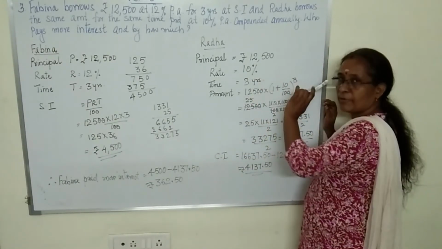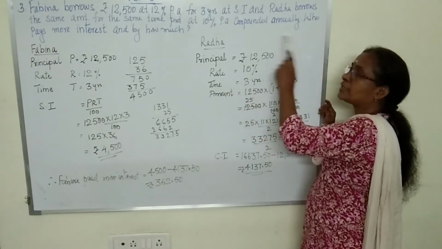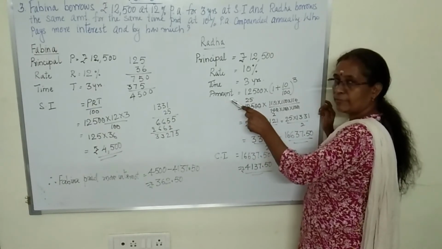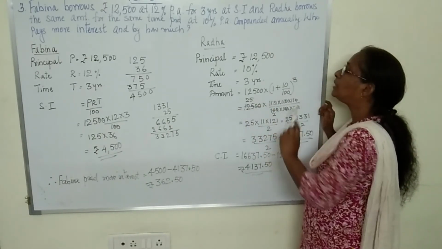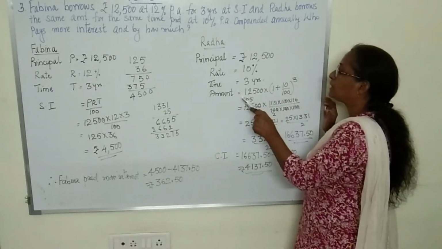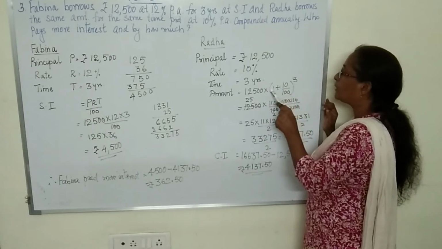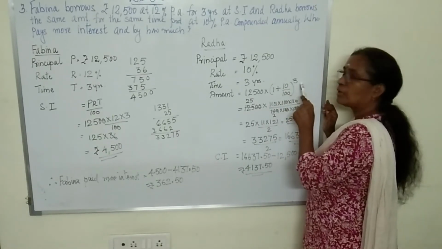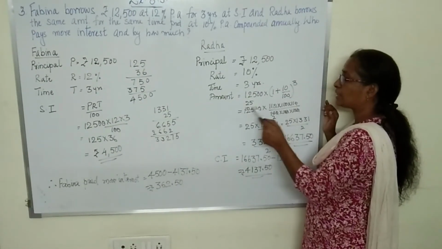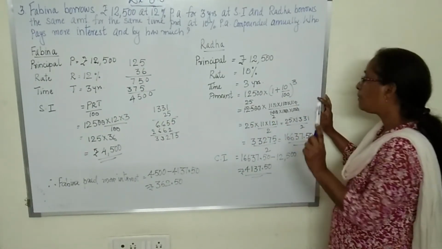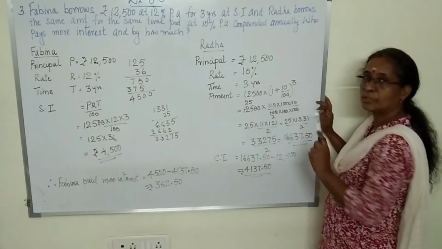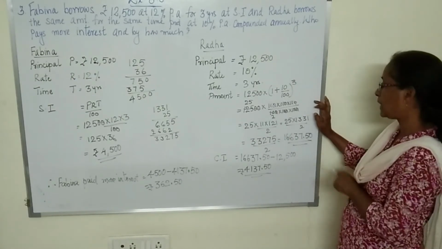Okay. Now let us see what is the interest that Radha has to pay. Principal is 12,500, the same amount. Rate of interest is 10% and the time is 3 years. So let us first find the amount, which is equal to P into (1 plus R upon 100) raised to N, that is 12,500 into (1 plus 10 upon 100) whole raised to 3. So we get 12,500 multiplied by 110 upon 100 multiplied by itself 3 times.